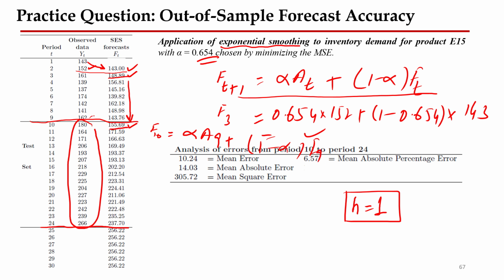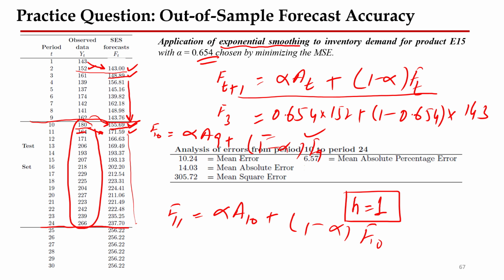Once we have predicted the 10th value, we show the actual value of the 10th period, because we are trying to predict one period ahead. Then, with the 10th period's actual value and forecasted value available, we predict for the 11th period. Without showing this 164 earlier, for the 11th period we once again use alpha A10 plus 1 minus alpha F10. The same process is repeated onward.